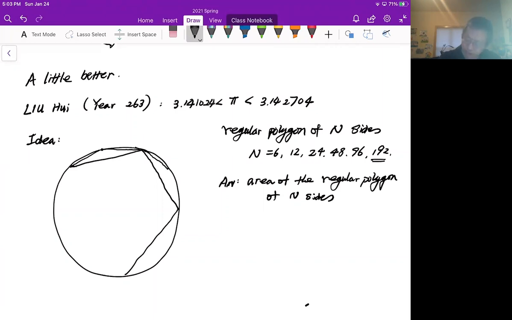And let me use a different color. Maybe use a green, okay? So one kind of polygon use black and the other one use green, so that you can see the difference. That's a green here, and this is a green here, and so on and so forth, right?